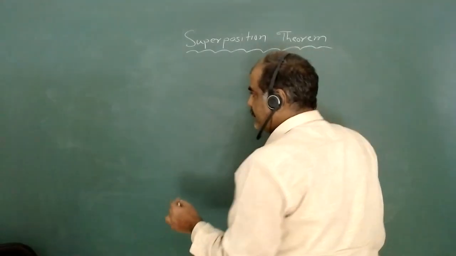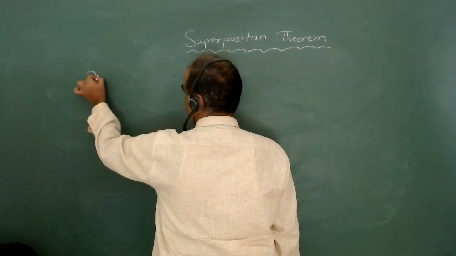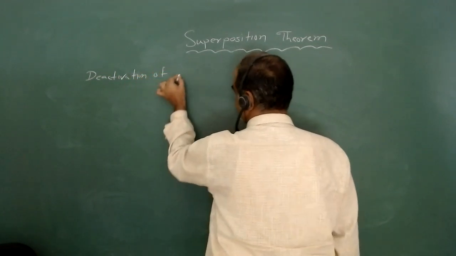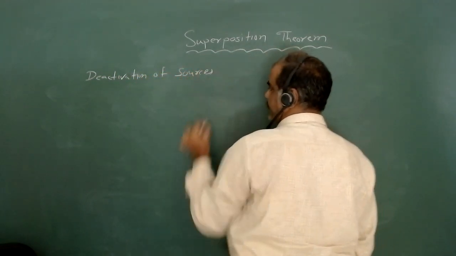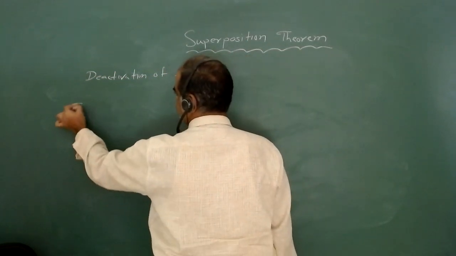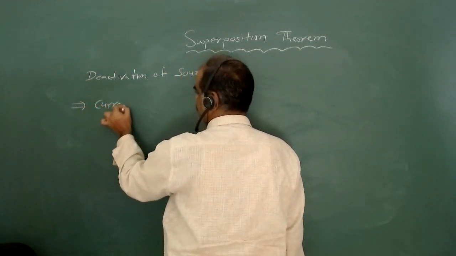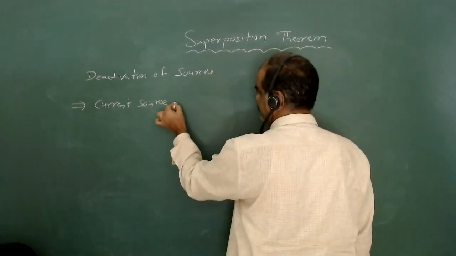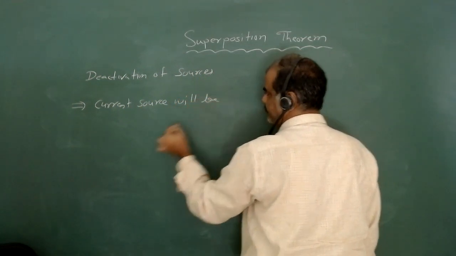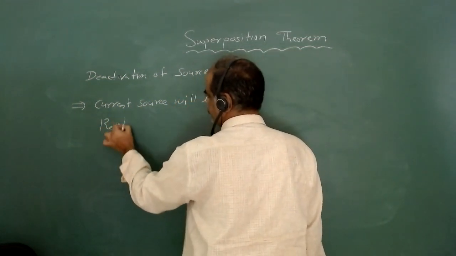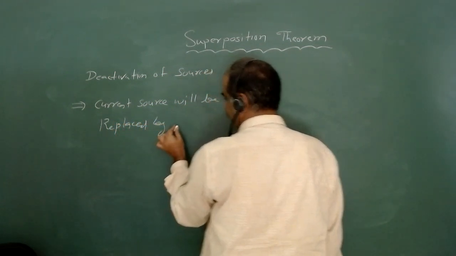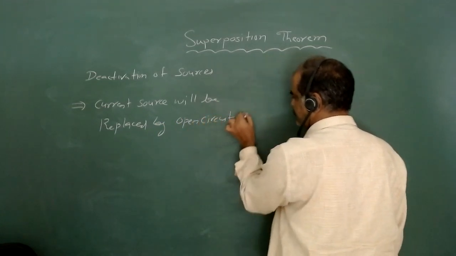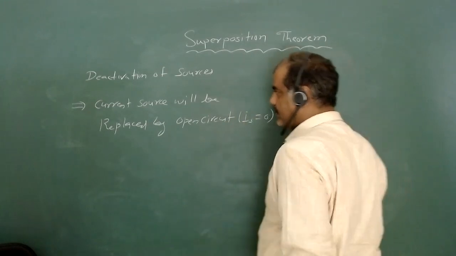So what is the meaning of deactivation of sources? Deactivation of sources means that a current source will be replaced by an open circuit. That means I source equals 0.